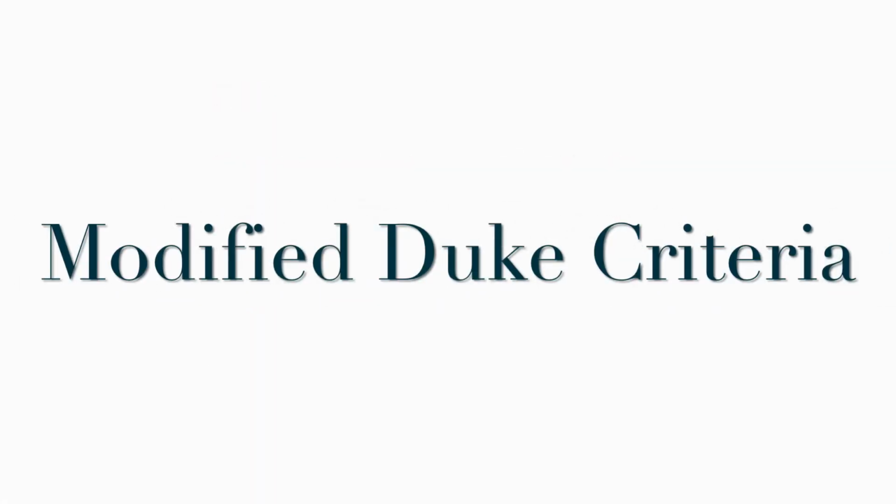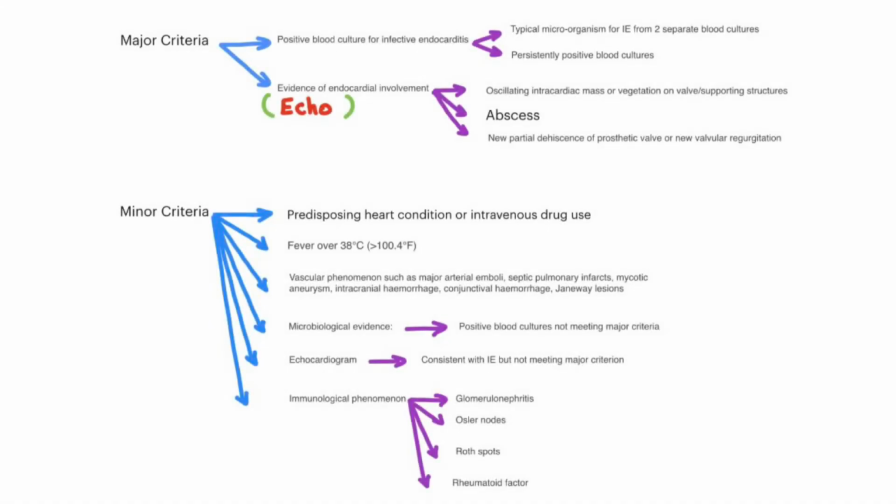Modified Duke criteria are classified into major criteria and minor criteria. Let's start with the major criteria. The first thing is positive blood culture for infective endocarditis. Typical microorganism for infective endocarditis from two separate blood cultures or persistently positive blood cultures. The second thing is related to echocardiogram, which can reveal evidence of endocardial involvement like an oscillating intracardiac mass or vegetation on valve, abscess like subaortic abscess, and new partial dehiscence of prosthetic valve or new valvular regurgitation.